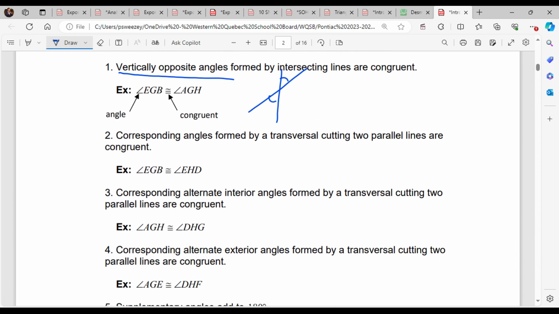Corresponding. Now, again, if you were to read through this, it says corresponding angles formed by a transversal cutting it. Oh my god, I'm already asleep.